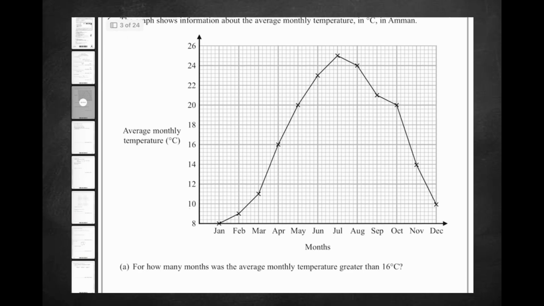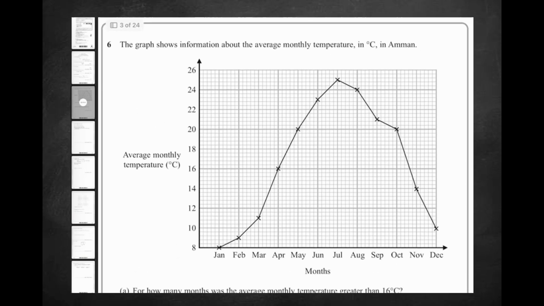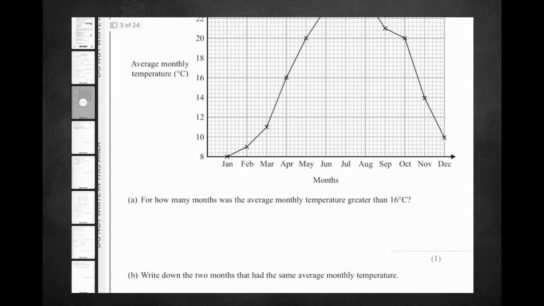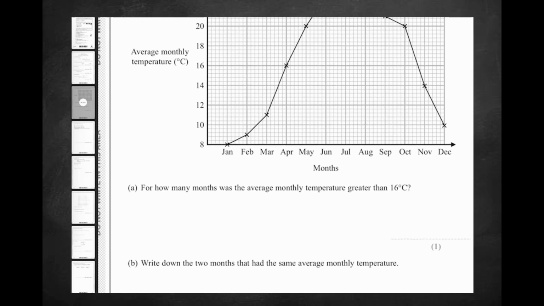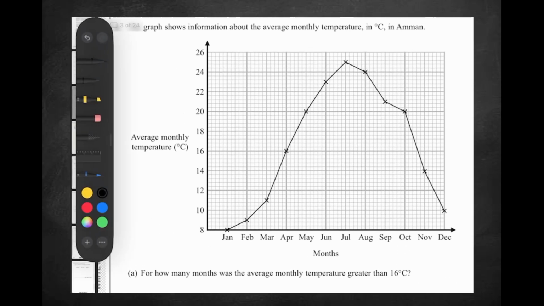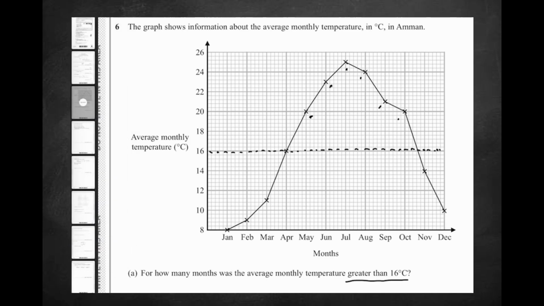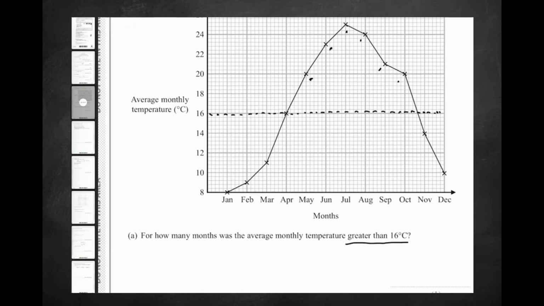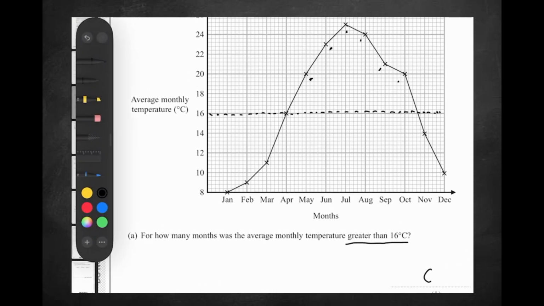Question number 6. The graph shows information about the average monthly temperature in Amman. For how many months was the average monthly temperature greater than 16 degrees C? So average monthly temperature is on the y-axis, 16 degrees C is here. So it's going to be everything above this dotted line. Notice it doesn't say greater than or equal to 16, so we're not going to include the one that is on 16. So the months we want are this one, this one, this one, this one, this one, and this one. So the answer is going to be 1, 2, 3, 4, 5, 6 months.